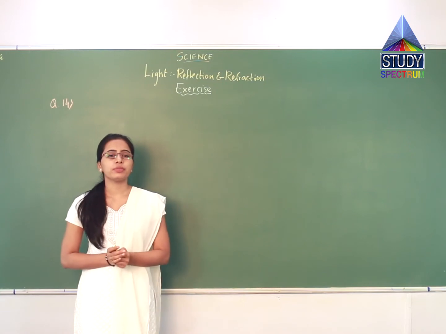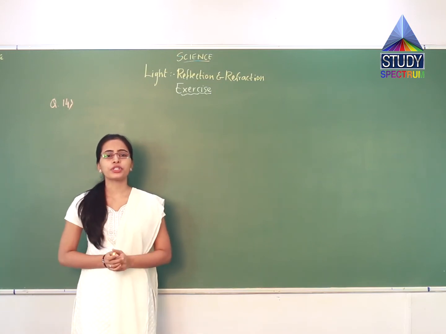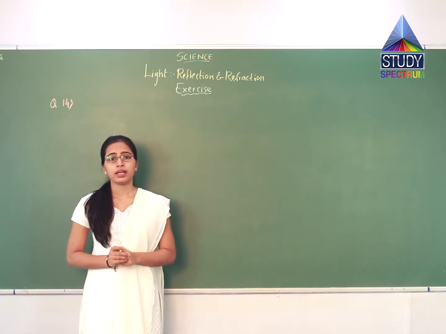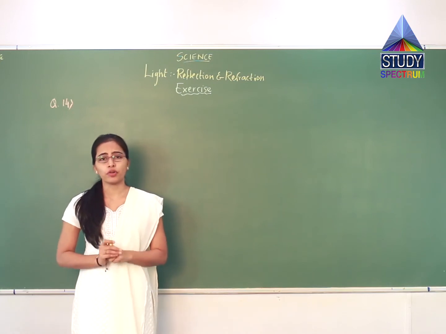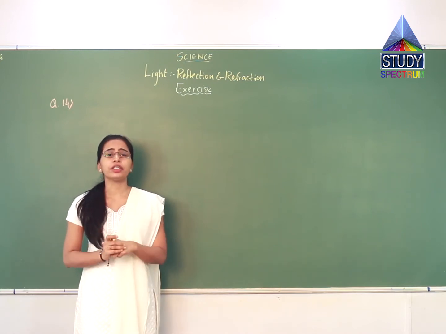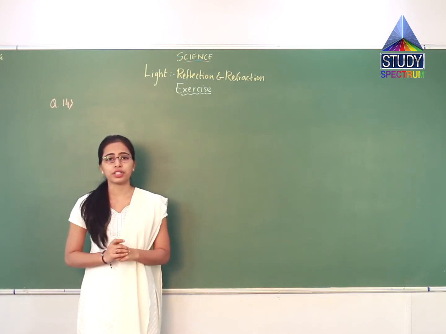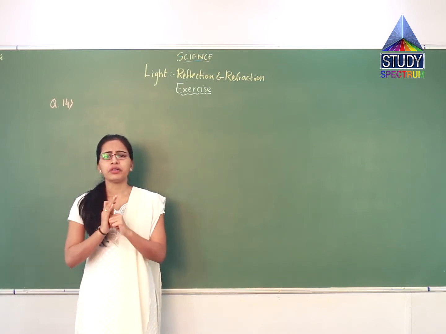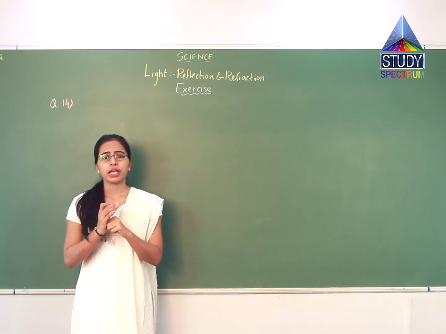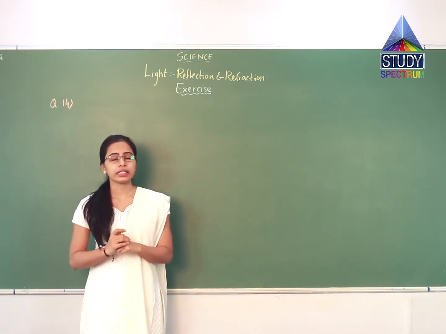Next is question number 14. An object 5 cm in length is placed at a distance of 20 cm in front of a convex mirror of radius of curvature 30 cm. Find the position of the image, its nature and its size.